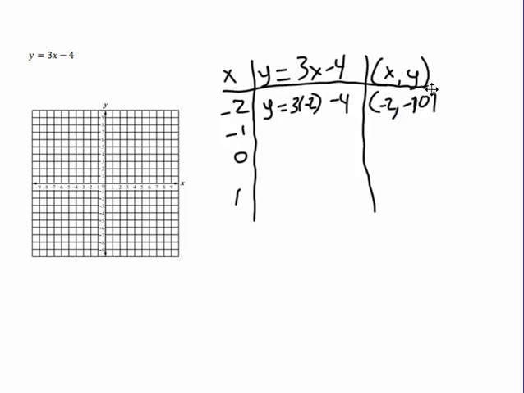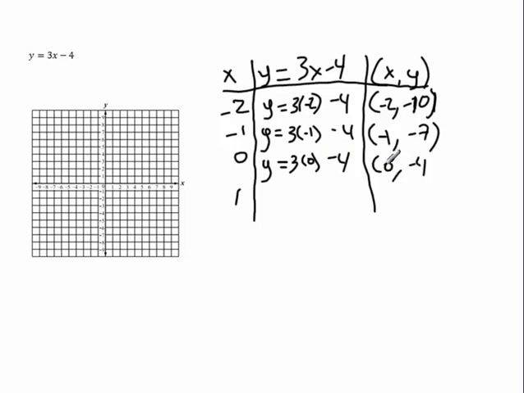Okay, that's 1 point. So let's plug in a negative 1. Y equals 3 times negative 1 minus 4. Negative 3 minus 4 is negative 7. And y equals 3 times 0, which is easy. 0 minus 4 is negative 4. And y equals 3 times 1 minus 4. And 3 minus 4 is negative 1.